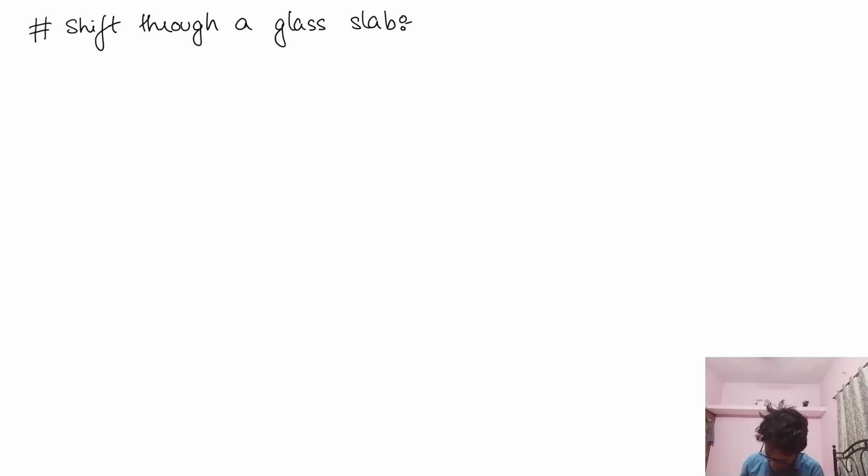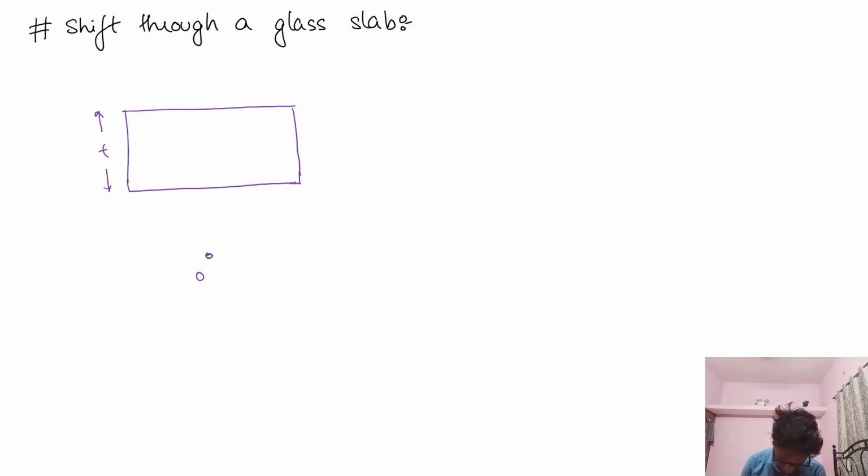Suppose there is a glass slab out here. The thickness of the glass slab is T. Now there is a point object out here, and the observer is somewhere around here. My question is, if this is the object, where will this observer see this object?